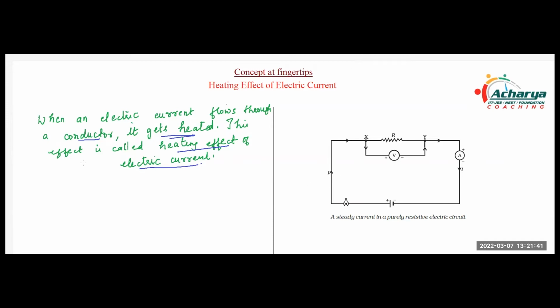So this heating effect of electric current is used in many appliances like electric heater, electric iron, toaster, etc. So let us see the mathematical relation for heating effect of electric current.